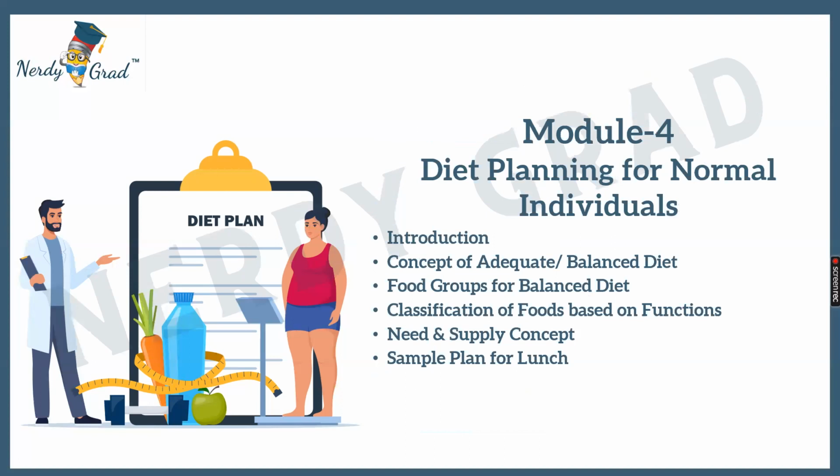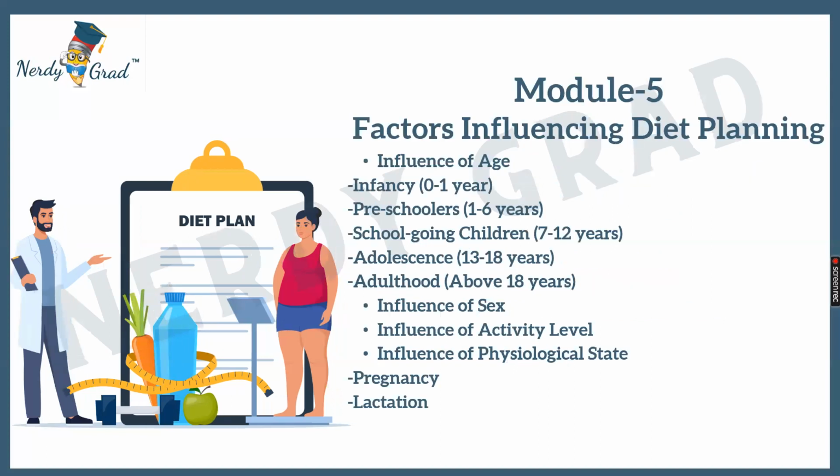Module 4 talks about the diet planning for normal individuals. In this, we will introduce about diet planning for normal individuals. We'll be talking about the concept of adequate or balanced diet, the different food groups for balanced diet, classification of foods based on their functions. The need and supply concept will also be taught here. And you'll also get to see a sample plan for lunch on how you can go about planning one meal in a day.